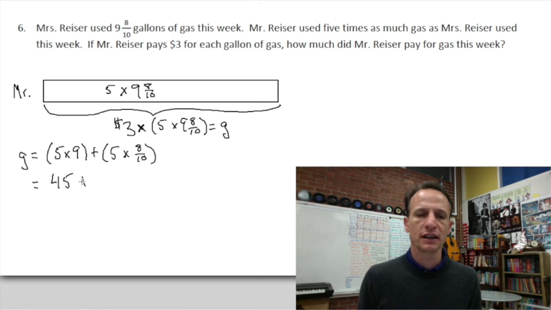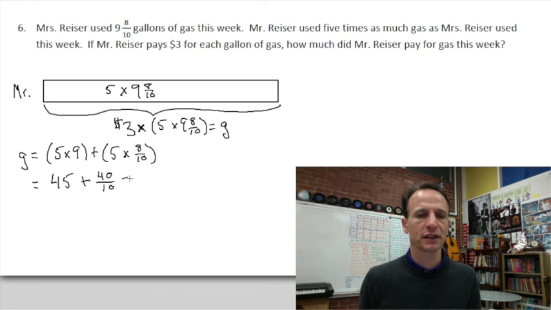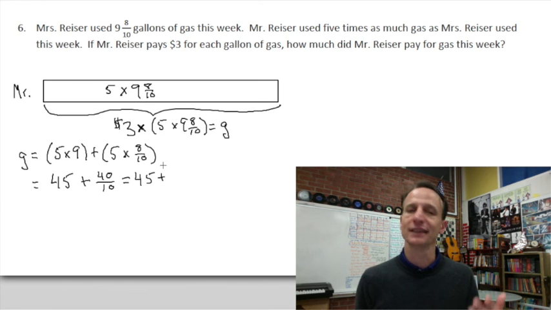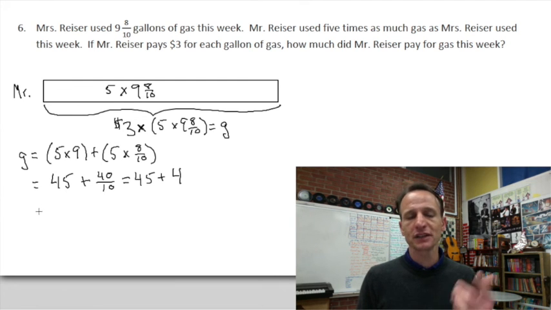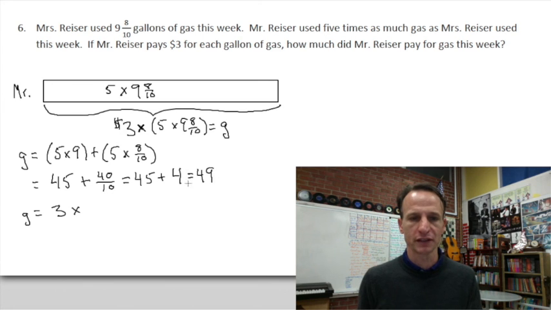So this would be what? 45 and, you got it, 40/10. And I think you see pretty quickly there that 45, great, and then 40/10 is, yes, 4. And so it is 49, but now we need to multiply that by 3. So G is going to be 3 times, oh here, I'll write this down so we don't confuse ourselves. It's 49 is what we got there for the gallons. So it's going to be 3 times 49.